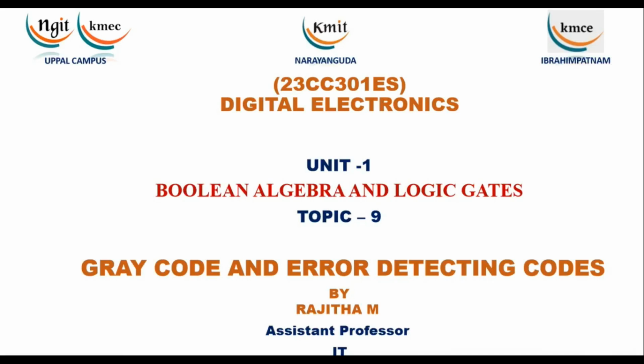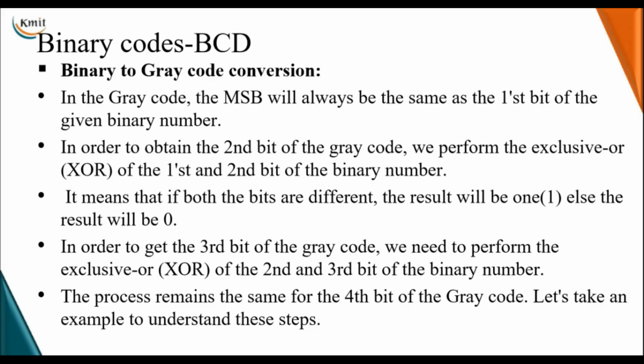Let me start our session with gray code and error detecting codes. In the last class, we discussed how to obtain a 4-bit binary-coded non-weighted code, which is gray code. And in this session, we are going to convert a given binary number into its equivalent gray code, and gray code to binary.